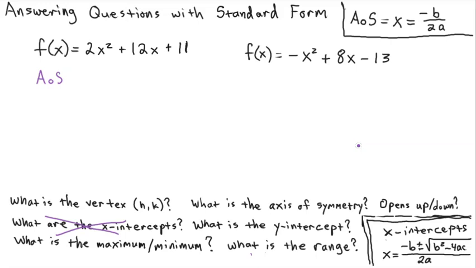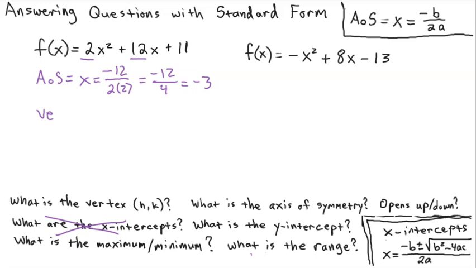The axis of symmetry is x equals negative b over 2a. So it's negative whatever b is, and in this case, b is 12, so negative 12, over 2 times a. And in this case, a is 2. You can see a is 2, b is 12, okay? And so this is going to be negative 12 over 2 times 2 is 4, and negative 12 divided by 4 is negative 3. So the axis of symmetry is x equals negative 3.